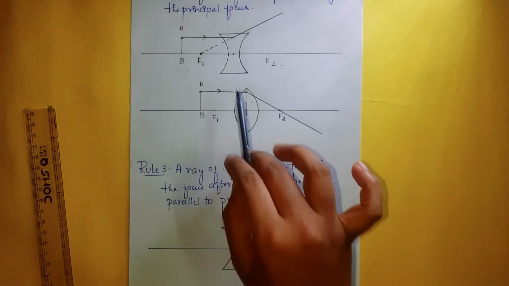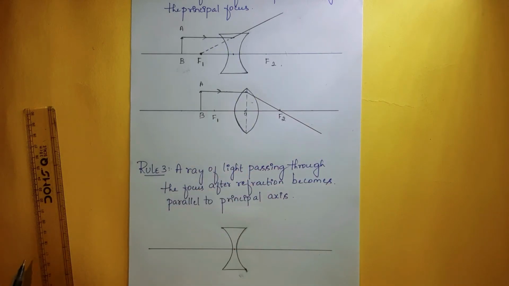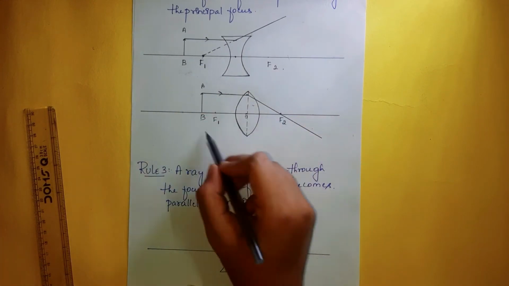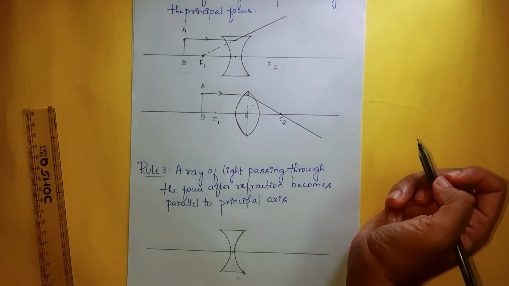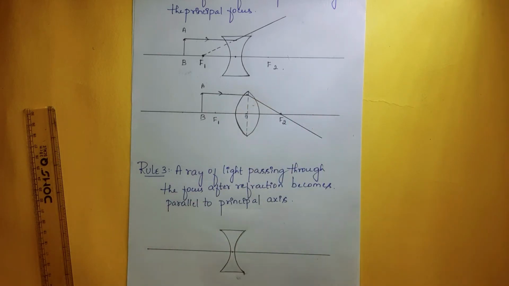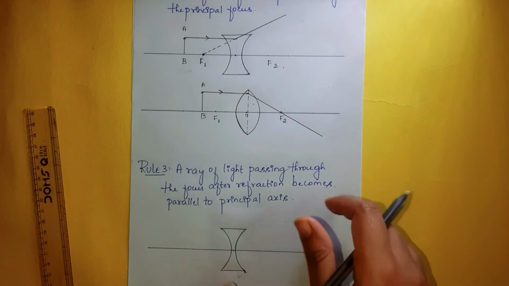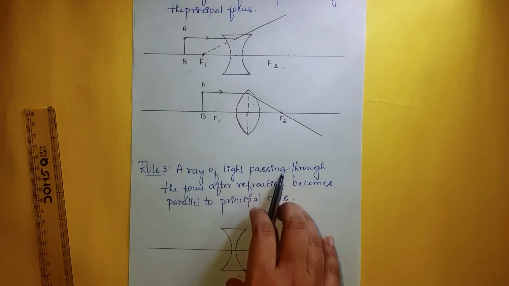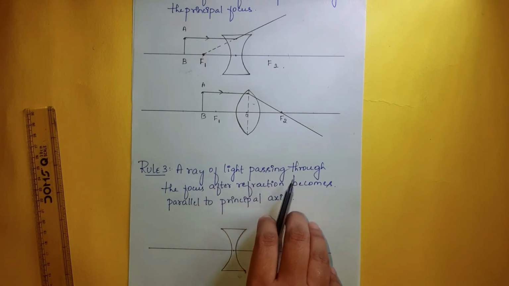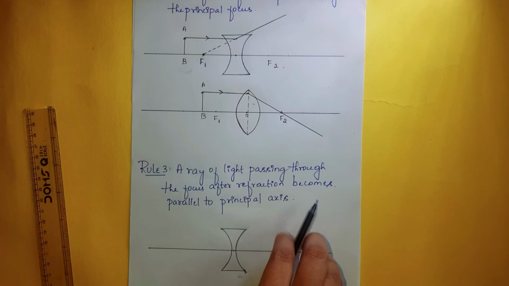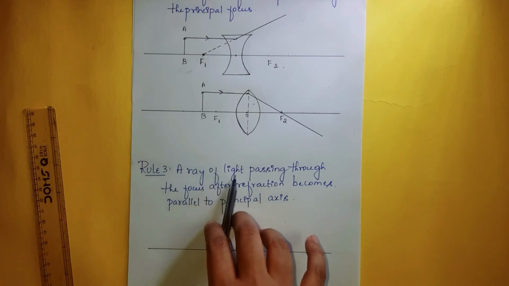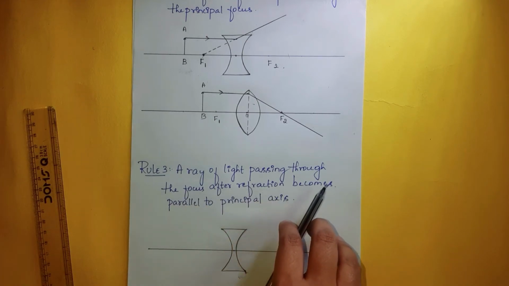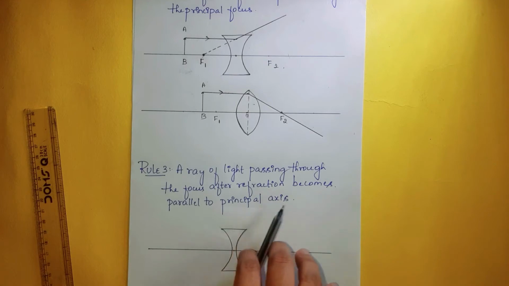So this is rule number 2 for concave lens and convex lens. For a concave lens, F1 will be the principal focus, and for a convex lens, F2 will be the principal focus. This is about rule number 2. Now we shall move on to rule number 3. Rule number 3 states that a ray of light passing through the focus, after refraction, becomes parallel to the principal axis.